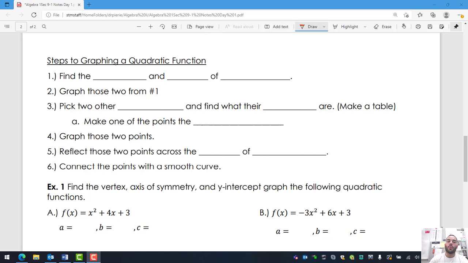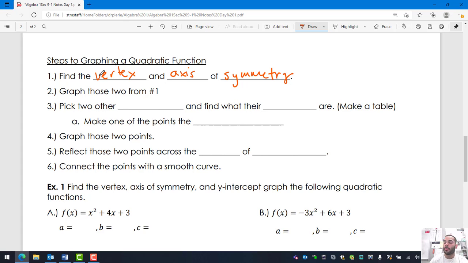Okay, so whenever I ask you to graph a quadratic function, whenever I ask you to graph a parabola, the first thing you need to do is find the vertex, and I need you to find that axis of symmetry that we keep talking about. If you have these two things, the rest becomes a lot easier. You're going to graph those two things on your coordinate plane.